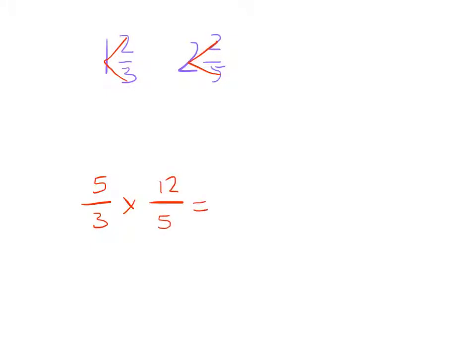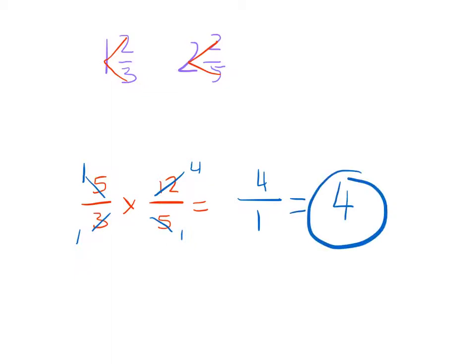Alright, example 3. 1 and 2/3 and 2 and 2/5. Write them as improper fractions and then multiply them. Alright, so 3 times 1 is 3, plus 2 more, that'll be 5/3 times 5 times 2 is 10, plus 2 more is 12, so I'll have 12/5. Alright, now I can reduce ahead of time here. See, diagonally I can reduce that to 1/4, and 5 will be 1/1. 4 times 1 will be 4, 1 times 1 will be 1. So my final answer here would be 4.